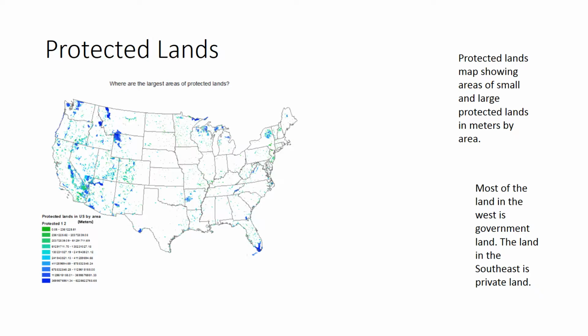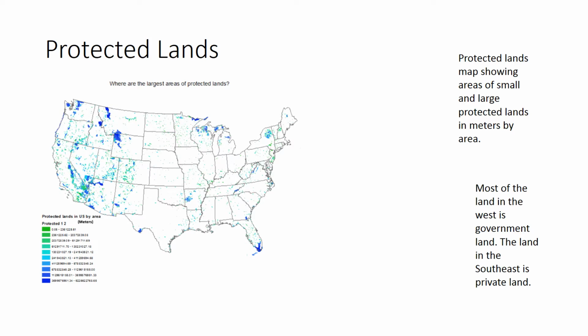This is a map showing where the large and small areas of protected lands are in the United States in meters by square area. As you can see in those dark blue, kind of purplish almost areas, most of the protected land is located in the west, and that's governmental land, while the land in the southeast is private land.